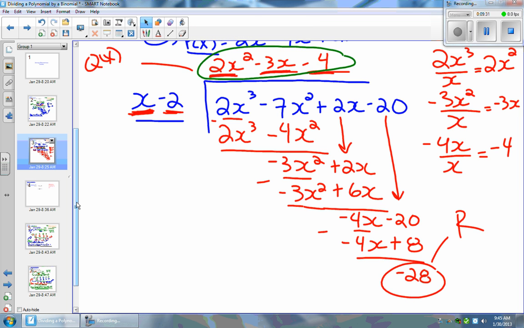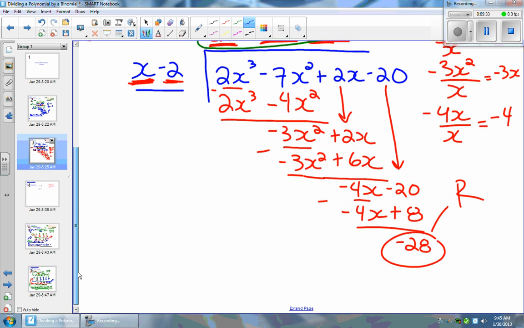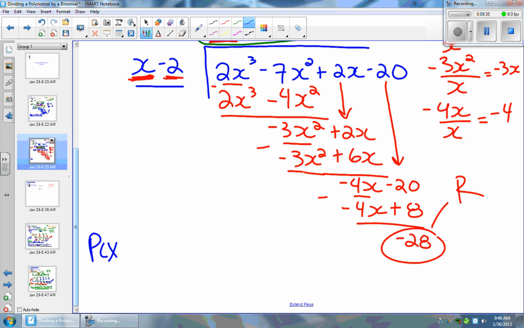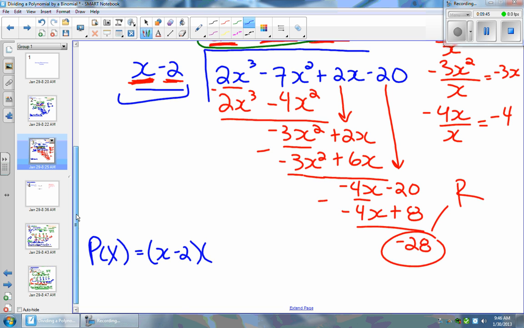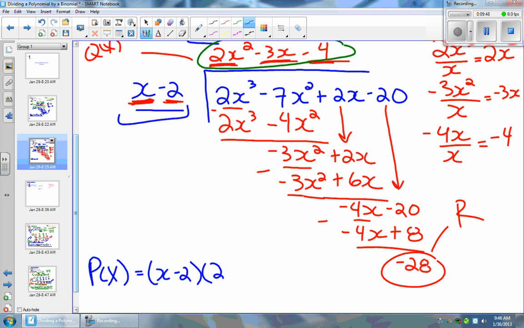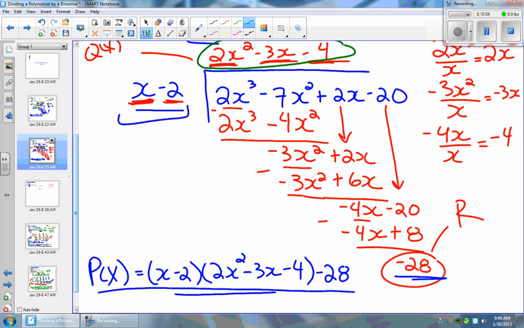Okay, so if I was to write the final division statement, I'd start with the p of x, our polynomial, equal to our divisor, which is x minus 2, multiplied by the quotient, which is, let's scroll up here, 2x squared minus 3x minus 4. And we're going to finally add our remainder, which is a negative 28. So negative 28 goes last, and that is my division statement for this example.